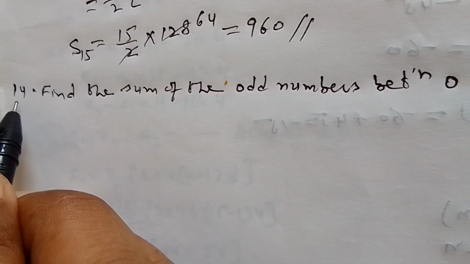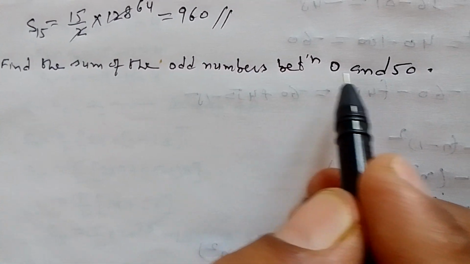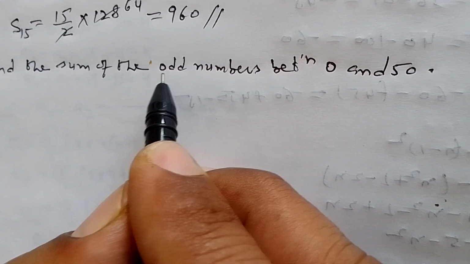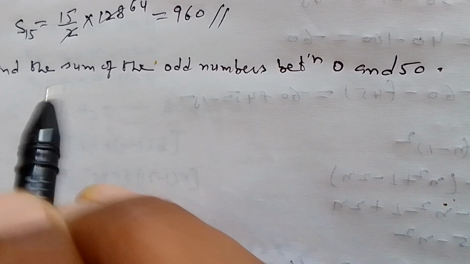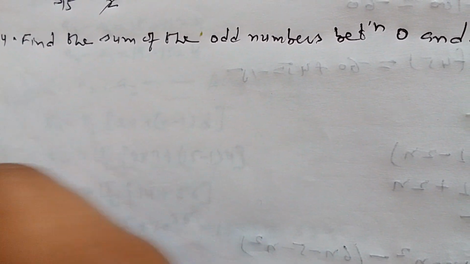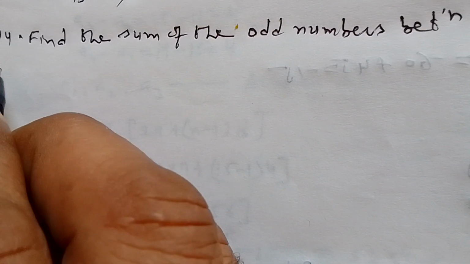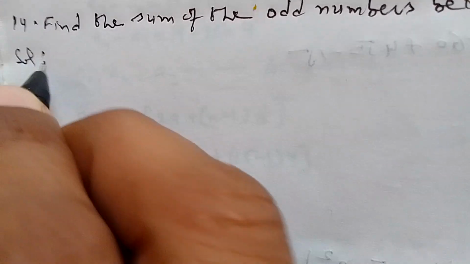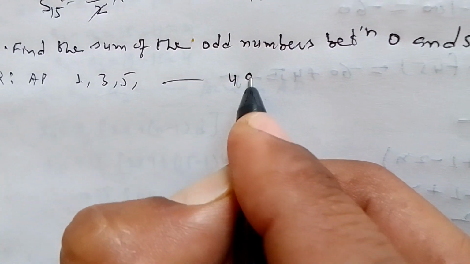14th question, find the sum of the odd numbers between 0 and 50. We know what odd numbers are: 1, 3, 5, 7, 9, these are odd numbers. 2, 4, 6, 8, these are even numbers, which are divisible by 2. So here the solution of the question is, the AP series is 1, 3, 5 and the last number comes out to be 49.